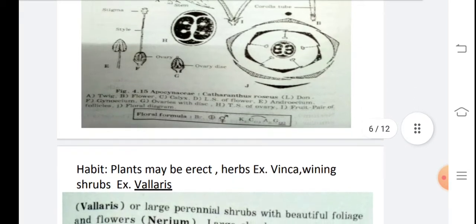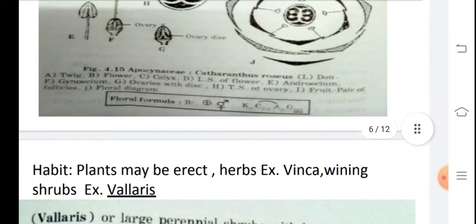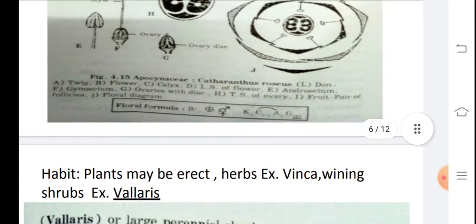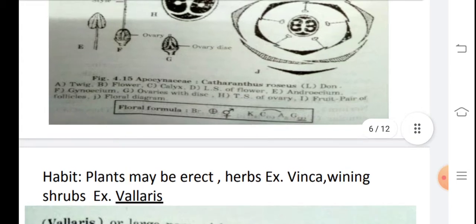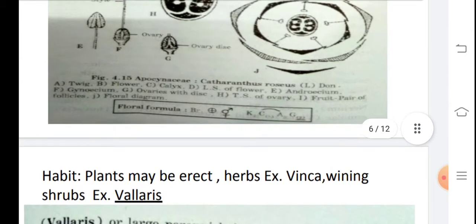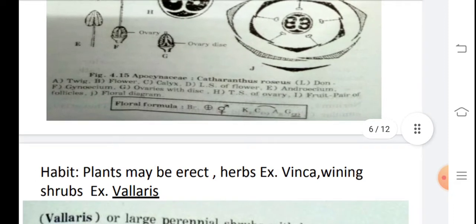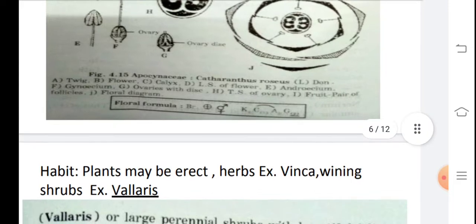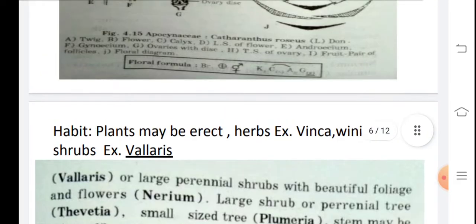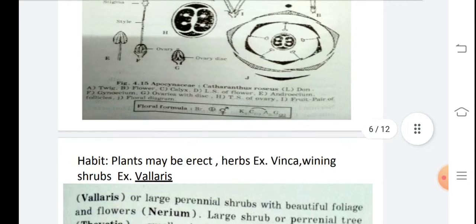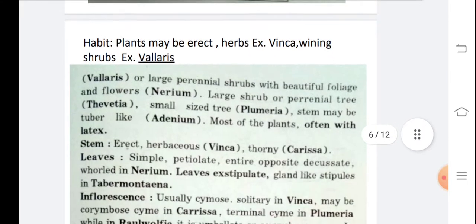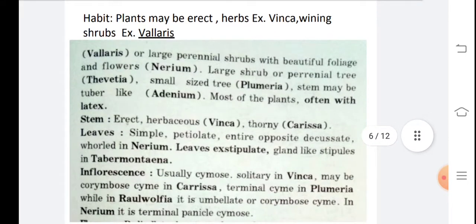How to write the floral formula? It is given here. It is bracteate, actinomorphic, bisexual, calyx 5, corolla 5, stamens attached to the corolla petals. So it shows here stamens are 5 and gynoecium 2. Already we have seen it is bilocular, so therefore it shows the bicarpellary condition. So these are the plant characters.